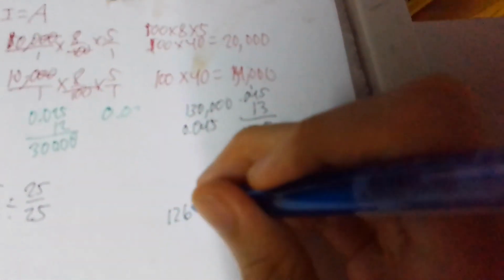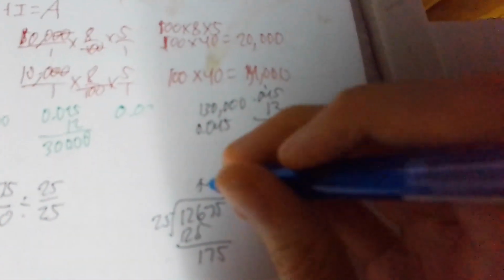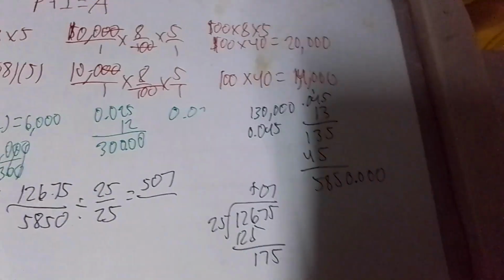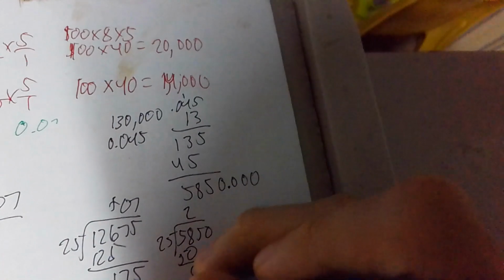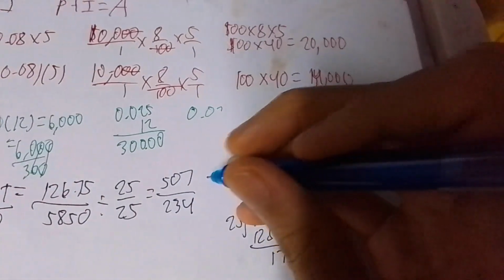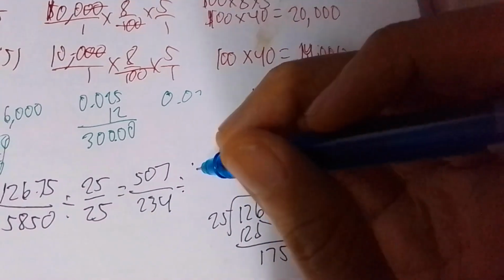So if we do this here, 5,125, 507. So this one is 507. And 5,850 divided by 25 is 234. Actually, you can still simplify this because they are both divisible by 13.